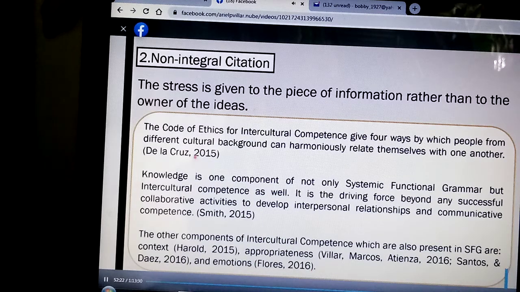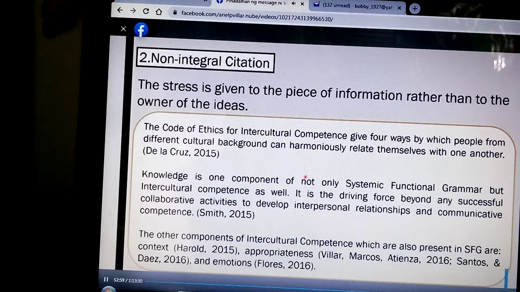Which means that non-integral citation focuses not on who mentioned the idea, but it indicates what is being said by the author. Ang focus niya ay kung ano yung sinabi ng author, not who said the idea. The integral citation focuses on who, sino nagsabi. While the non-integral citation focuses on ano yung sinabi. So, the format is the parenthesis, the author and the year are inside the parenthesis. And usually, it is at the ending part of the paragraph.